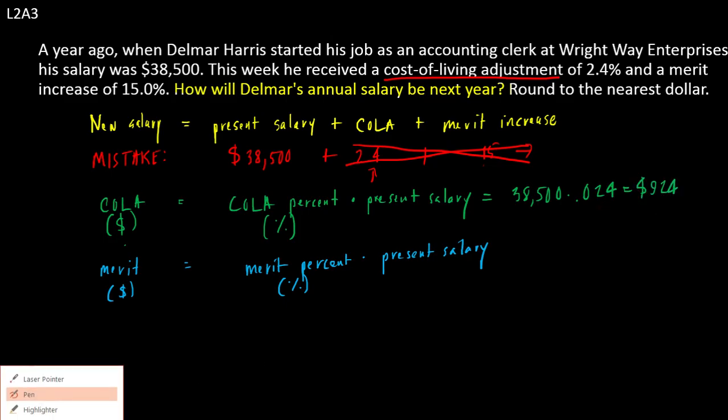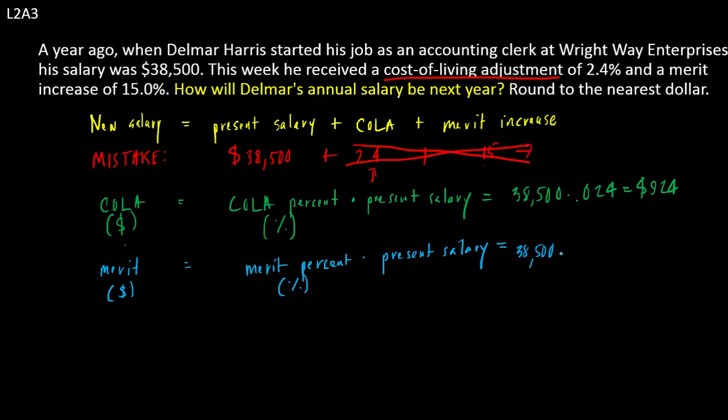And I would do the same type of thing to find my merit increase. So I take my present salary, $38,500, I multiply by that 15% merit increase percent, and I find that my merit increase is $5,775.